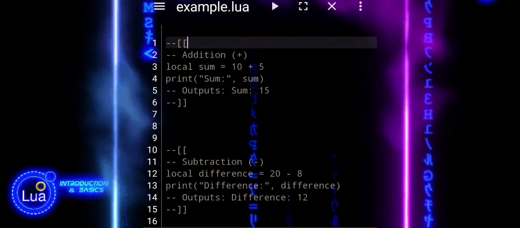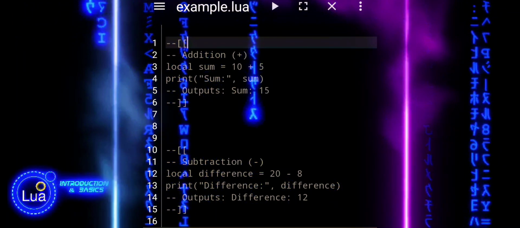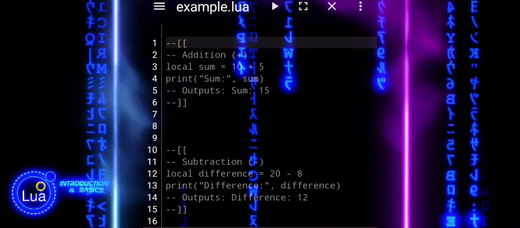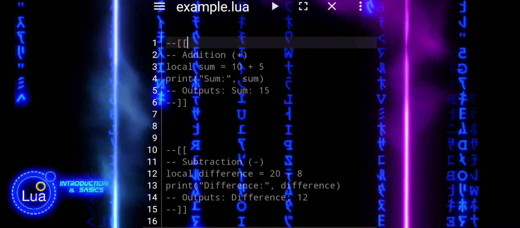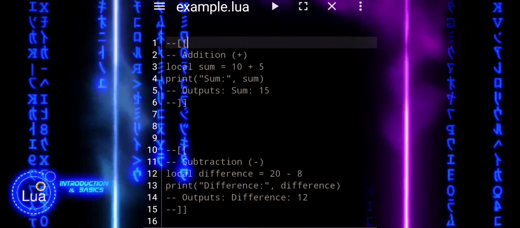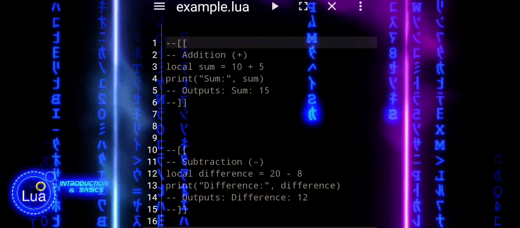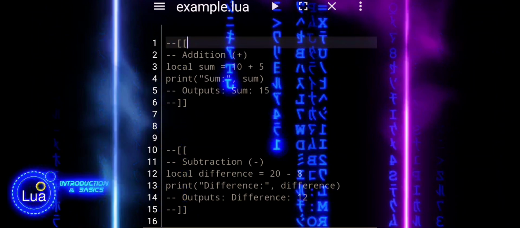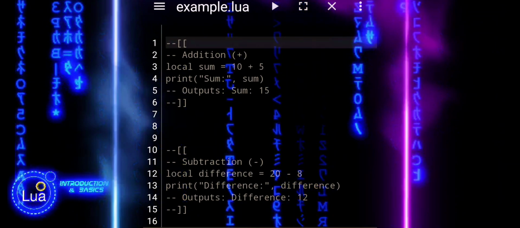From addition to exponentiation, each operator plays a unique role in shaping the behavior of your code. Get ready to explore the language of numbers in Lua and unlock new possibilities in your programming endeavors. Let's embark on this mathematical adventure together.